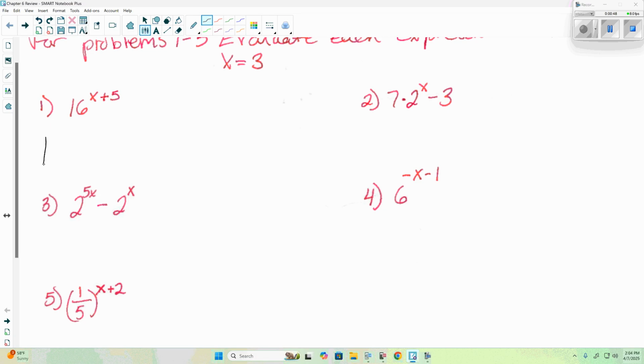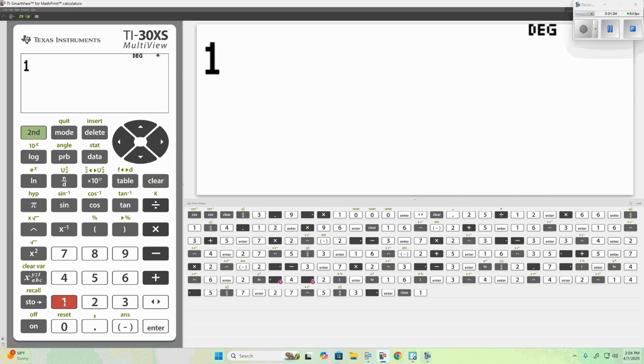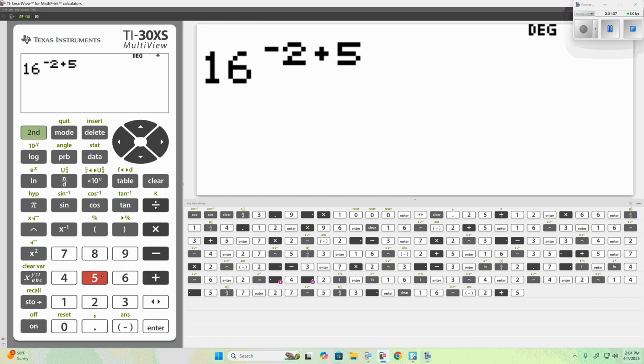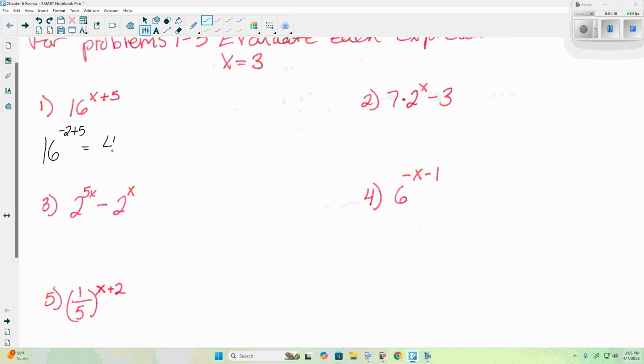So the first thing we're going to start off with is 16 to the -2 plus 5. Now we could simplify -2 plus 5 if we wanted to, or we can leave it as 16 to the -2 plus 5. At this point, we could grab either calculator and say 16 to the -2 plus 5 is 4,096. That's it. We evaluate it for when x is -2.